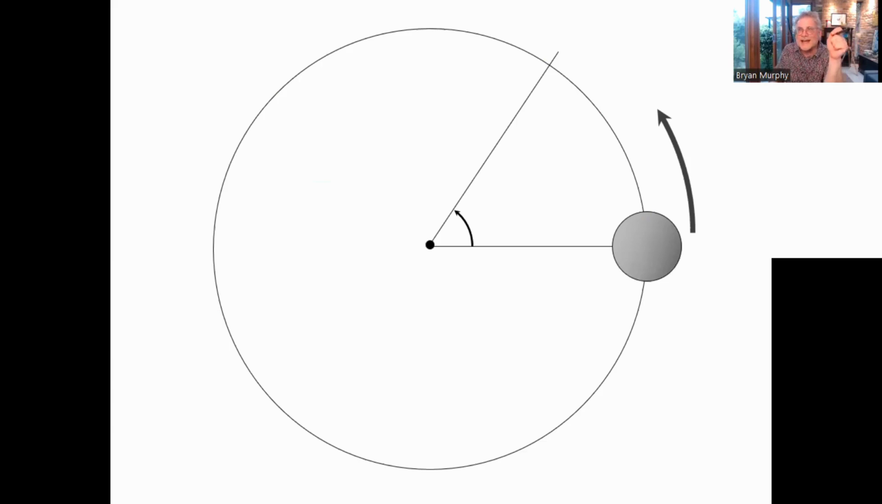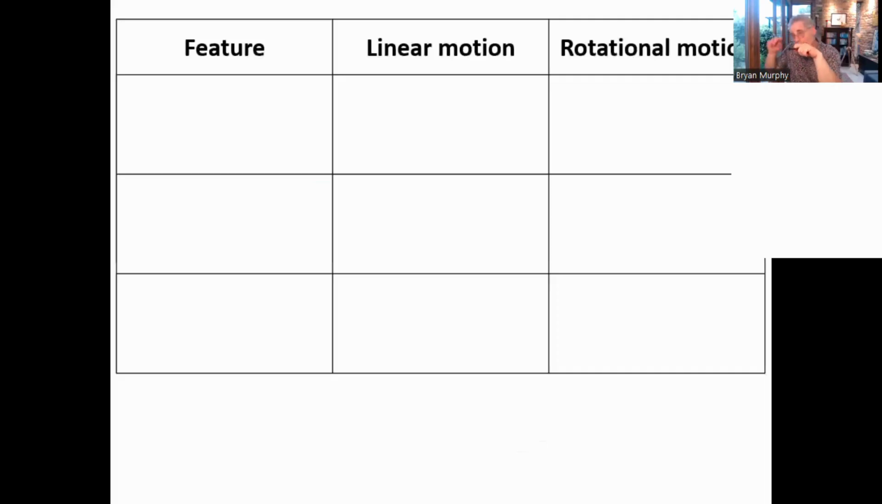I really appreciate that. Right, now let's have a look at some of the things that we do in linear motion. So we've looked at the displacement of something in linear motion. We looked at, I'm going to say the next one up.